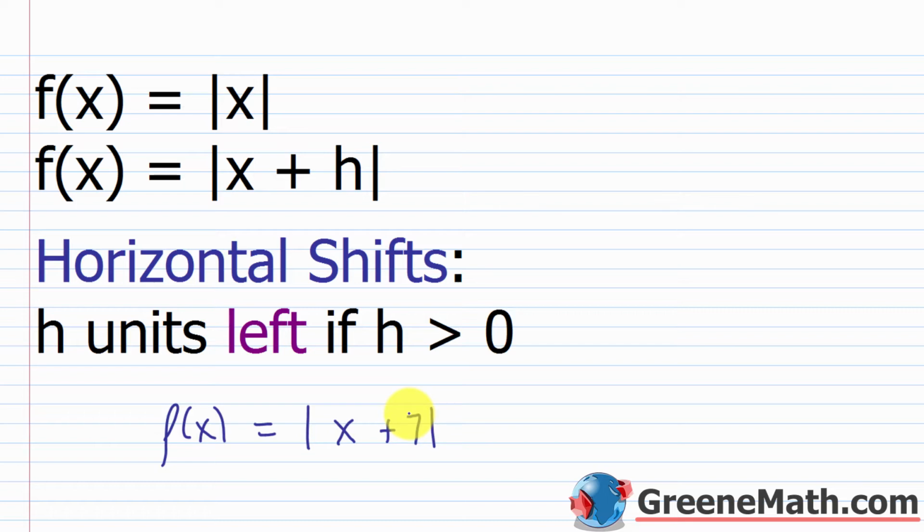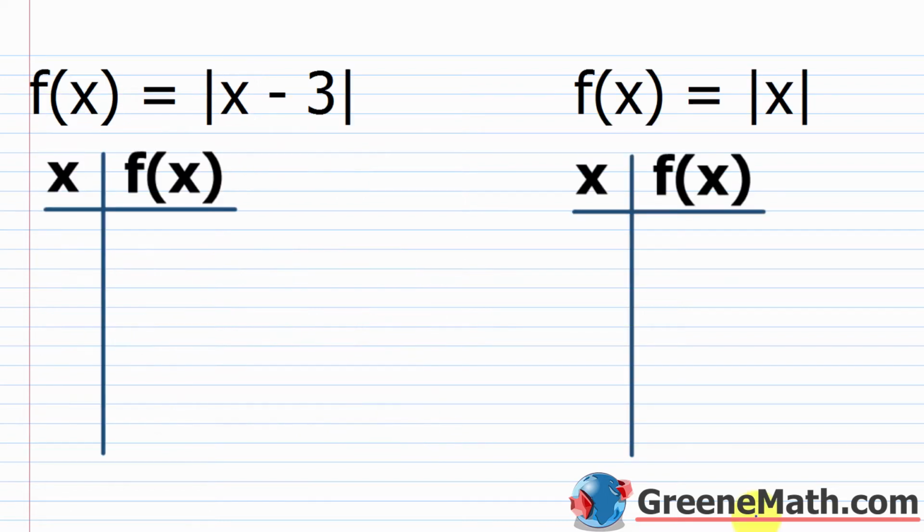Now let's think about why this is the case. Let's say, again, compared to f of x equals the absolute value of x, we look at f of x equals the absolute value of x minus 3. The shift, according to what I just told you, because this is a minus 3 here inside the absolute value operation, would be 3 units to the right. So this shifts 3 units right.